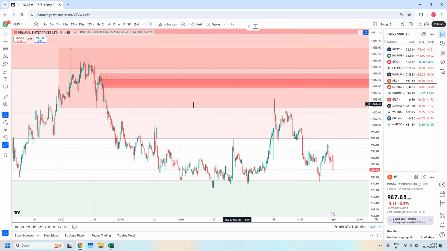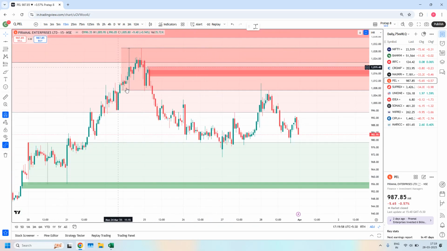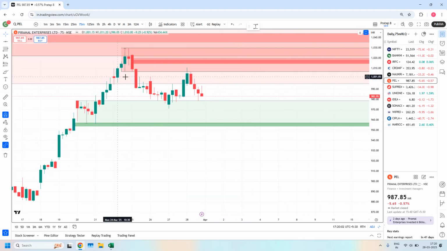Actually, there is a reason. Earlier, I didn't fine-tune this zone. Go to the 15 minutes time frame. See, this is a 75-minute zone. Go to 75. This is a 75-minute zone, and moreover, this 75-minute zone is also a high liquidity zone.